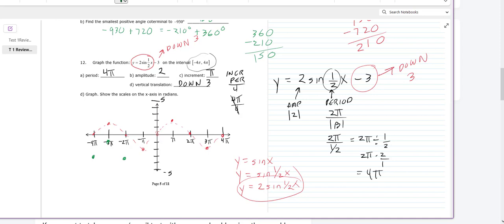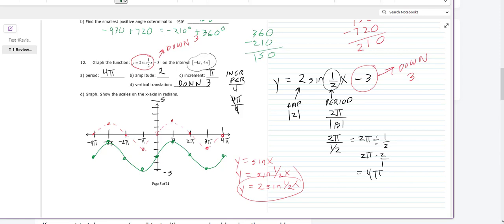This point right here would be -2. -2 minus 3 is -5. And then this point right here will go down 3 like that. So now when you're putting this together, that would be how one period of the final graph looks like. And then the same from here. Just take each point, move it down 3, and then you've got an accurate graph of your function.